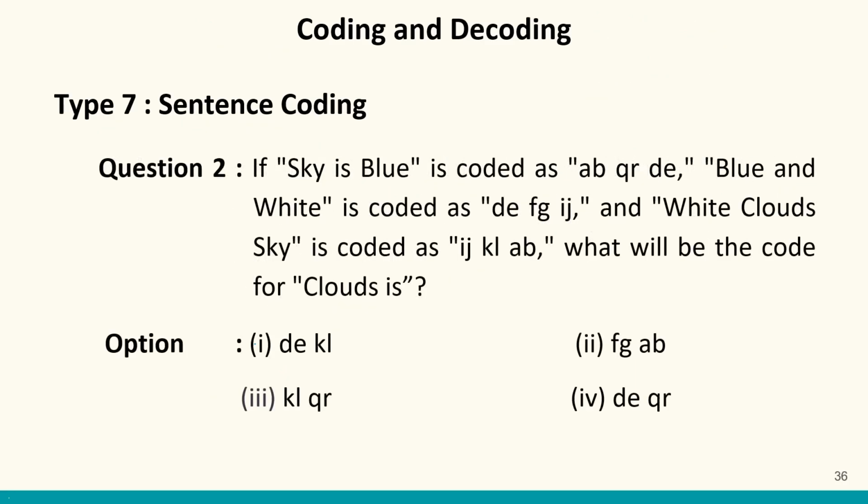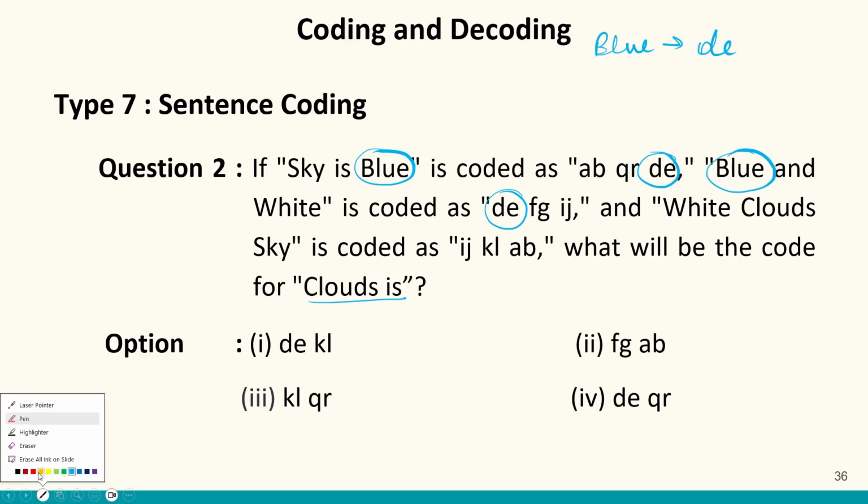Then over here, similarly, sky is blue is coded as this, blue and white is coded as this. We have to find the code for clouds is. So blue is the common word in these two sentences. This is ABQRDE and this is DEFGIJ. So DE is the only common code. So blue is coded as DE.